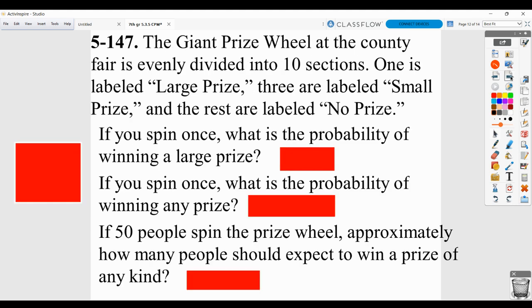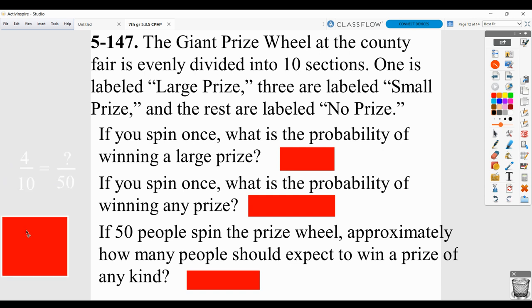For 5.147, the giant prize wheel at the county fair is evenly divided into 10 sections. One is labeled large prize, 3 are labeled small prize, and the rest are labeled no prize. If you spin once, what's the probability of winning a large prize? We would simply look at how many sections are labeled large prize, and that's 1, and how many sections we have altogether, which is 10.